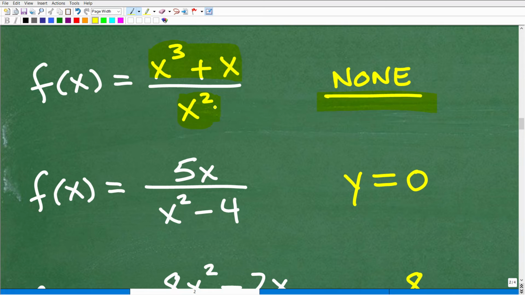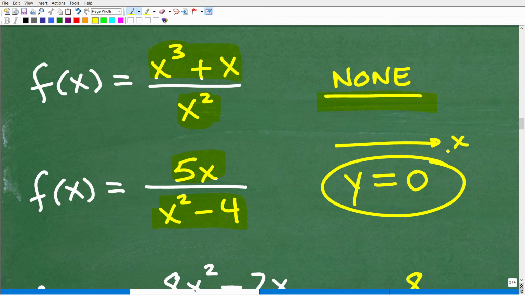Okay, so let's take a look at another example. What happens if the degree in the denominator is bigger than the degree in the numerator? Something like this: 5x over x squared minus 4. Here, the denominator function has a larger degree than the numerator. Well, in that case, your horizontal asymptote is y equals 0, and a y equals 0 line is what? It's also the x-axis.